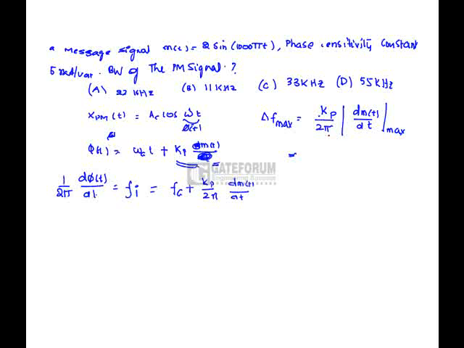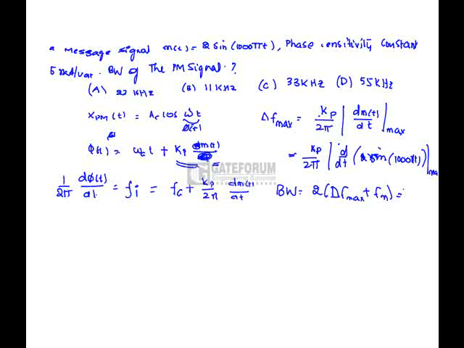So (kp/2π) d/dt of m(t), which is nothing but 2 sin(1000πt), max. After getting Δf max, if we substitute into the bandwidth, that is 2(Δf max + fm), it is equal to 11 kilohertz. That is option B is correct.